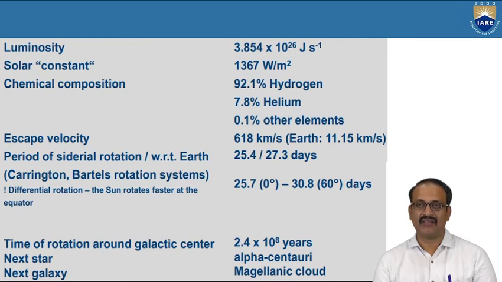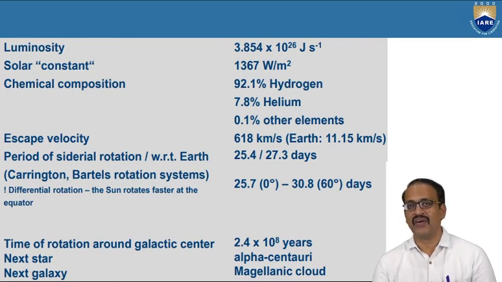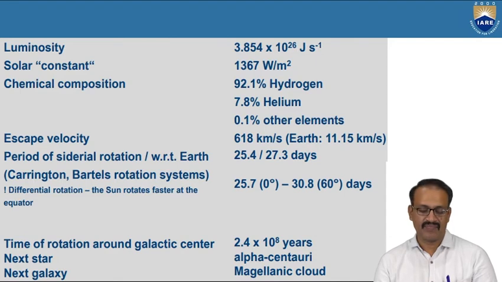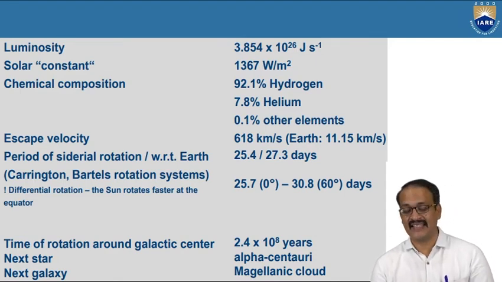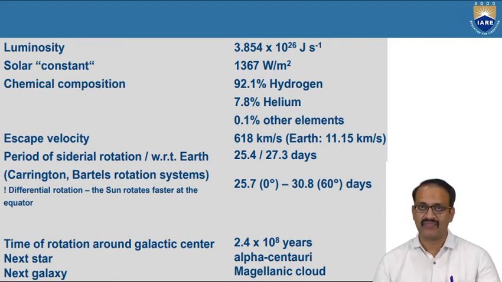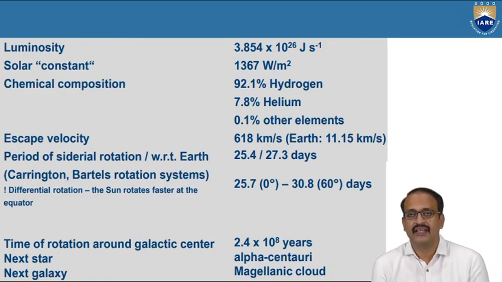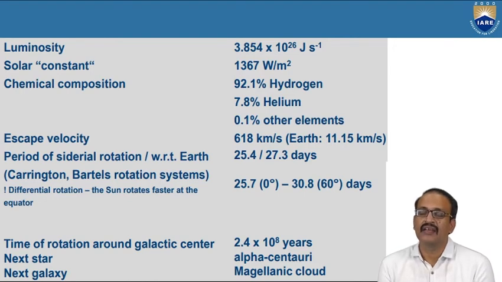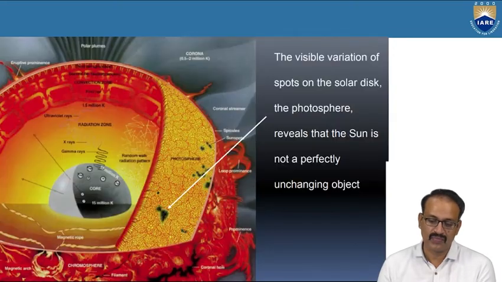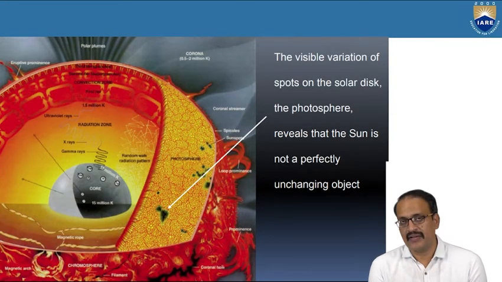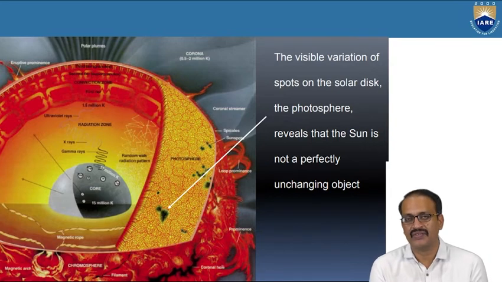What is our nearest star? Alpha Centauri. And what is the nearest galaxy to our galaxy? That is the Magellanic Cloud. We have given it the name Magellanic Cloud. Okay, that's about the different calculations and data about the sun.